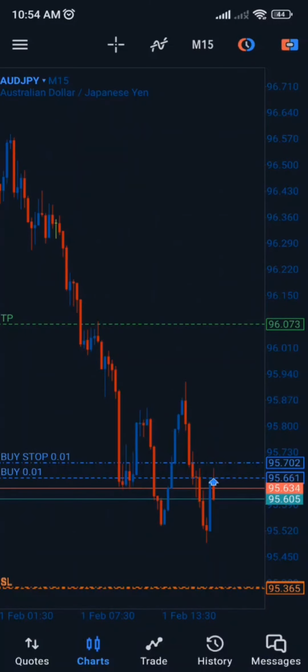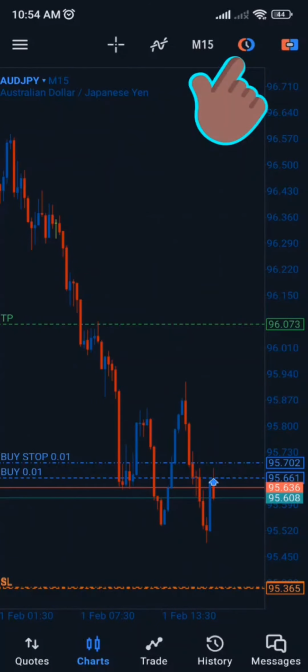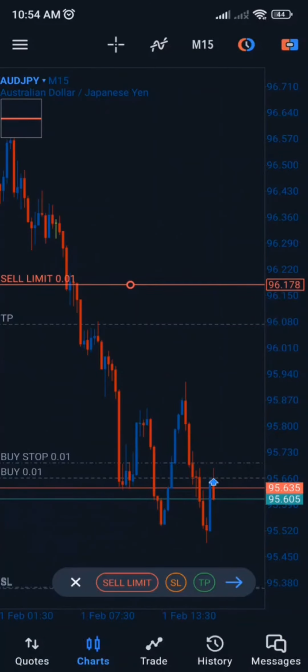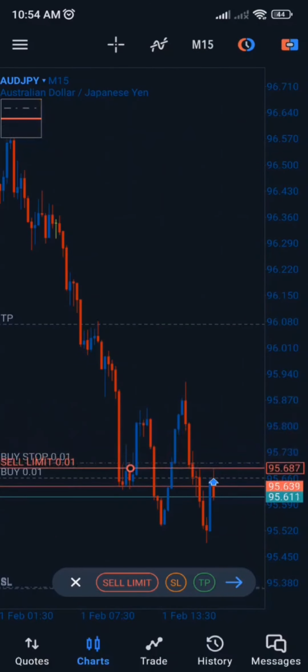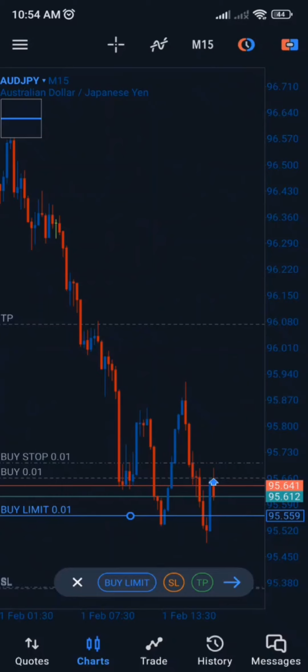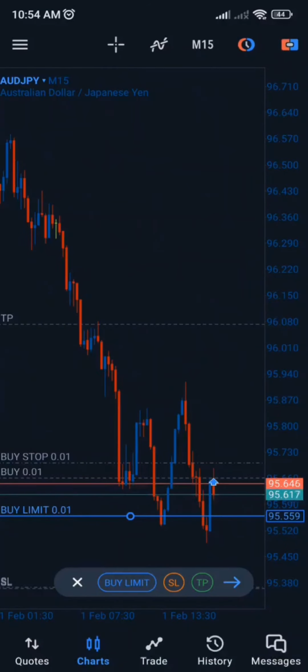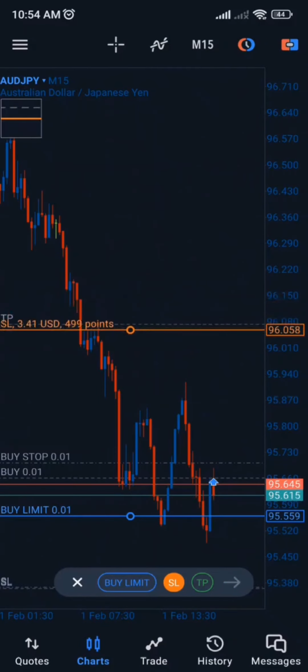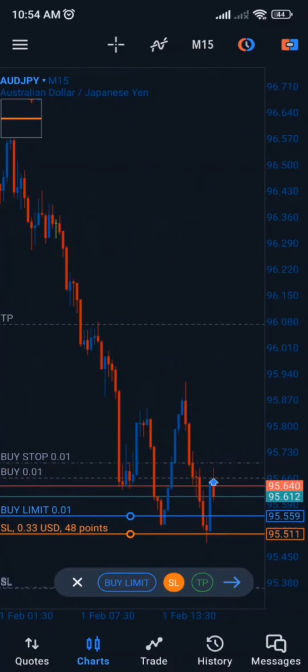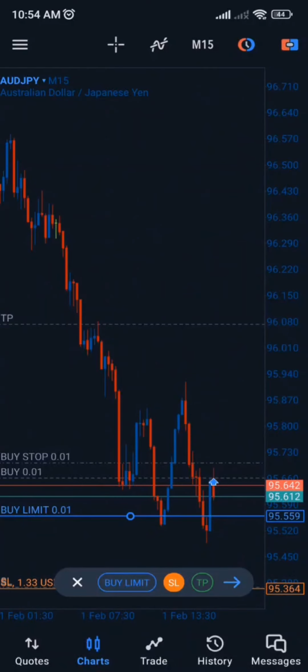And now, just to add one other position for the third type of order, I can now go for a buy limit. So I will tap this icon here, and I will bring this down, and now it becomes a buy limit. Again, I will tap on SL, bring this down, and I will tap on TP.